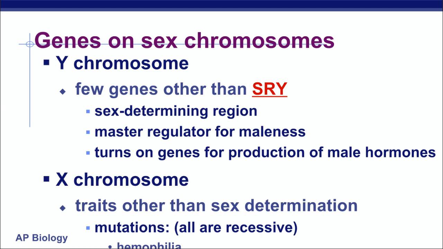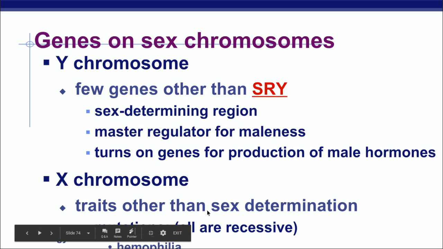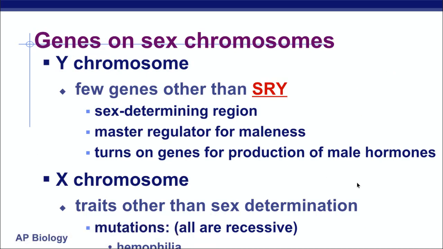Now, in the Y chromosome, there are few genes other than the SRY gene, the sex-determining region. It's the master regulator for maleness, and it turns on genes for production of male hormones. That's essentially all that the Y chromosome has. On the X chromosome, you have traits other than sex determination. When there is a mutation on the X chromosome, it will often lead to a disorder that is displayed only when combined with a Y chromosome, because there's no other dominant X gene to mask it.